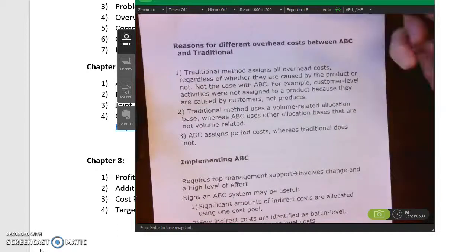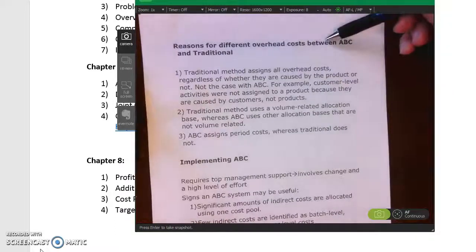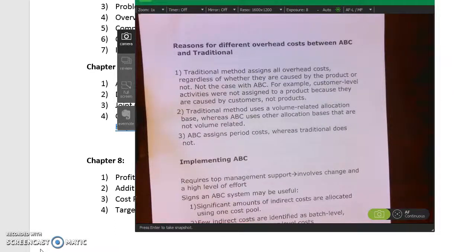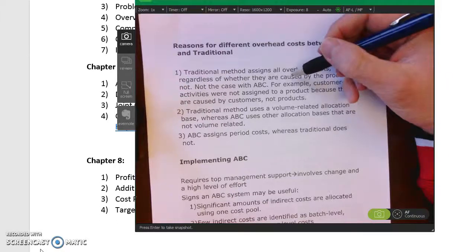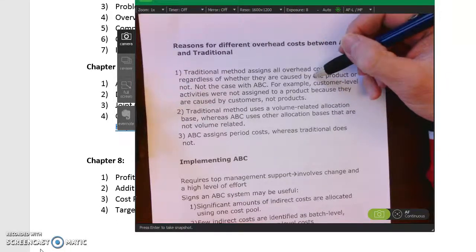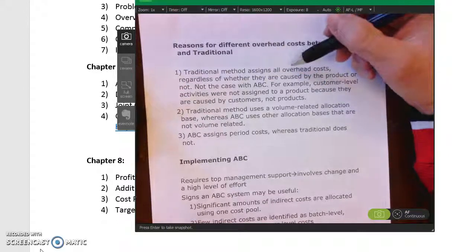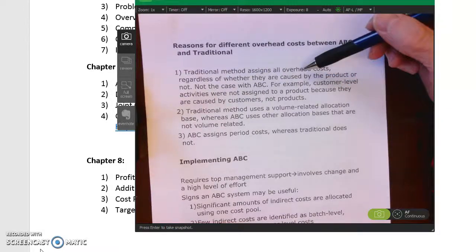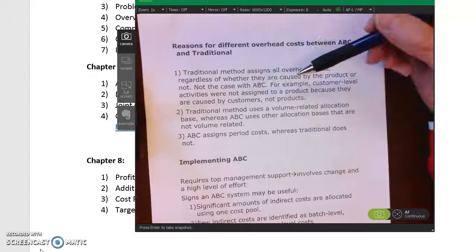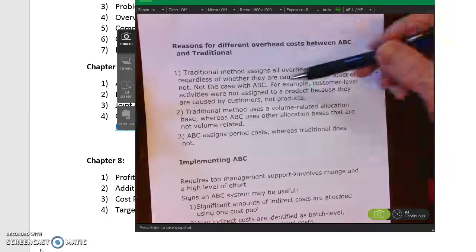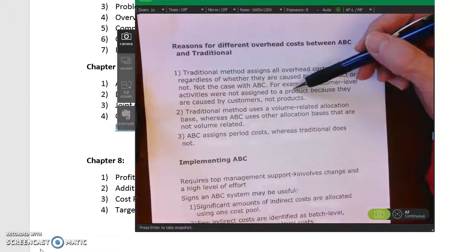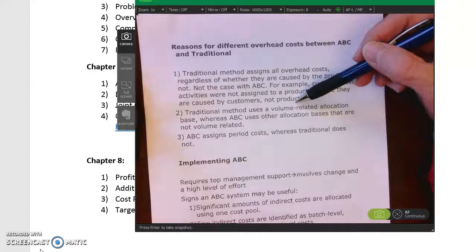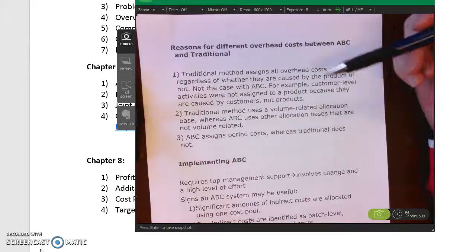And this is, again, reasons for different overhead costs between ABC and traditional. Traditional assigns all overhead costs, regardless of whether they're caused by the product. That's not the case with ABC. So, again, for example, customer-level activities were not assigned to that product with Classic Grass, right? They were assigned at the customer level, not down at the product level.